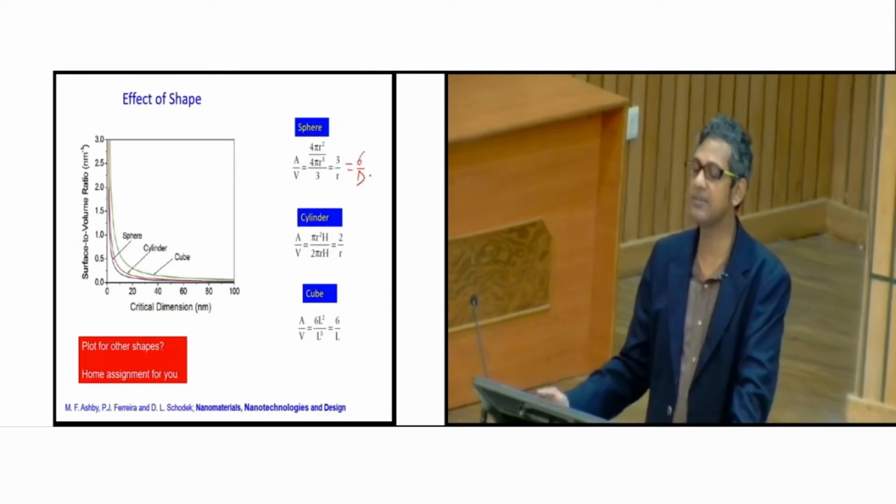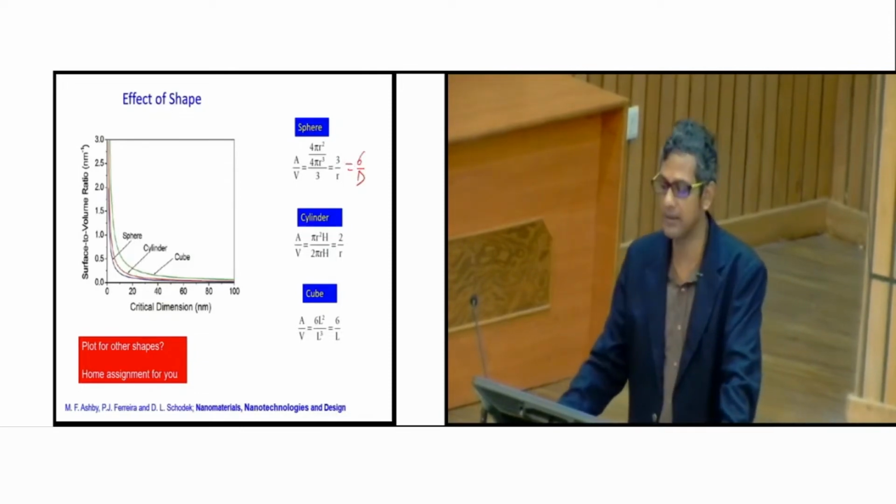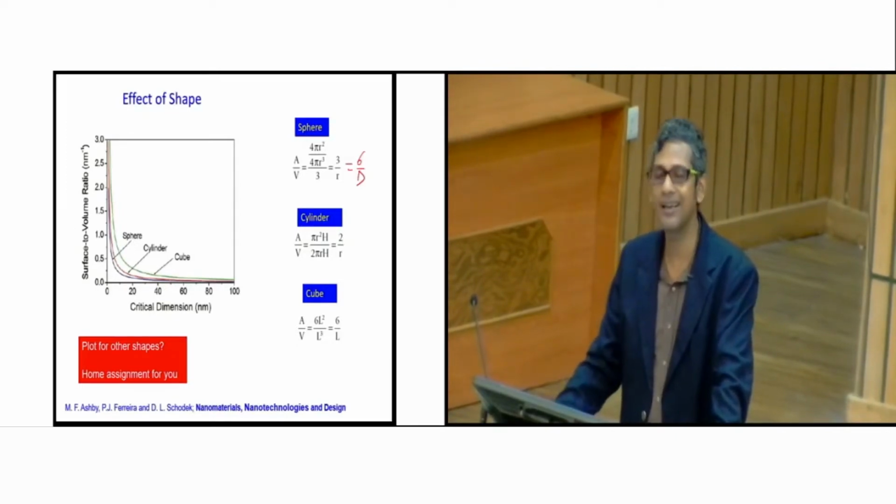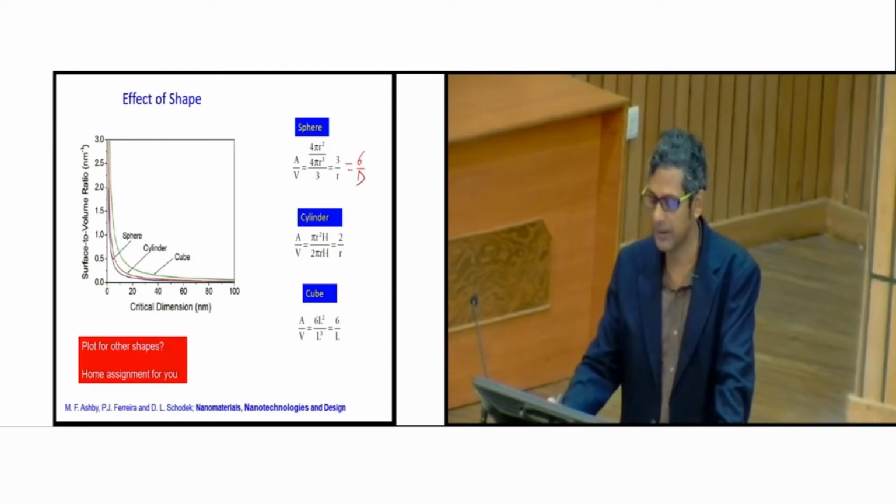For a cylinder, it's very easy. Again, it is done here. Pi r square h by twice pi r h, and it becomes 2 by r. For a cube, it is 6 by L or 6 by A, actually, we have done. That's okay. L is the length, suppose, of the sides. It doesn't matter. You can write down 6 by A also.